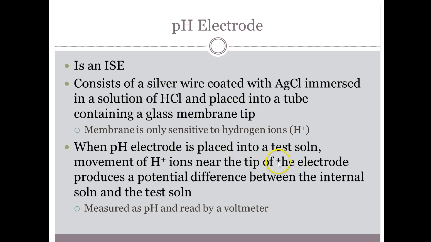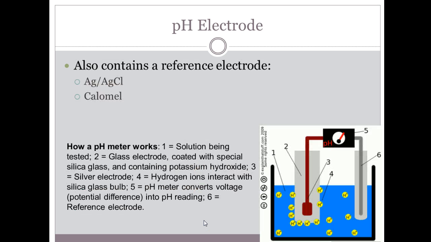When the pH electrode is placed into a test solution, movement of hydrogen ions near the tip of the electrode produces a potential difference between the internal solution and the test solution. We then test that electrical potential and it comes as a readout on the voltmeter. Here is a picture of what that might look like. You can see the hydrogen ions here attaching to the outside.